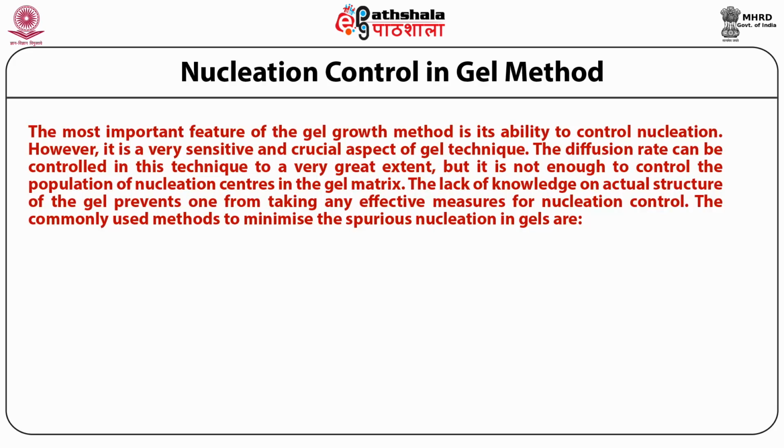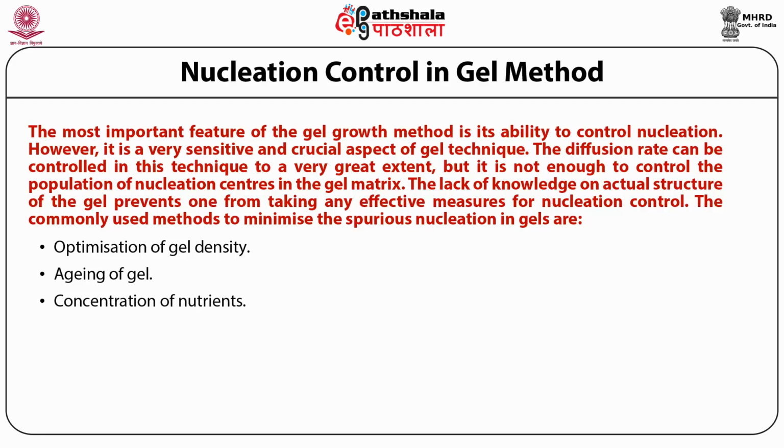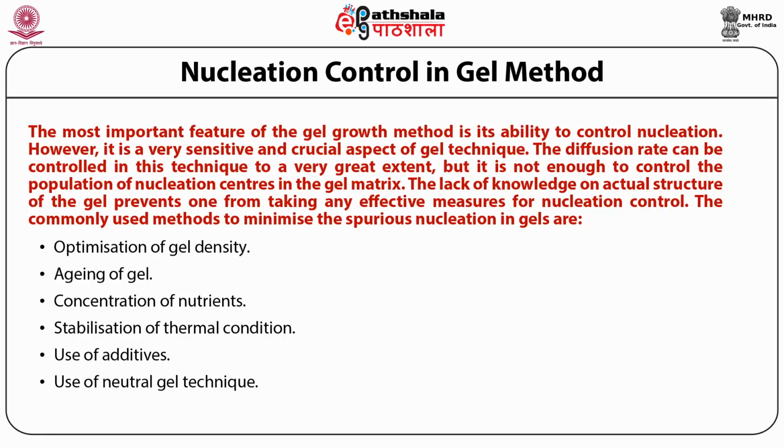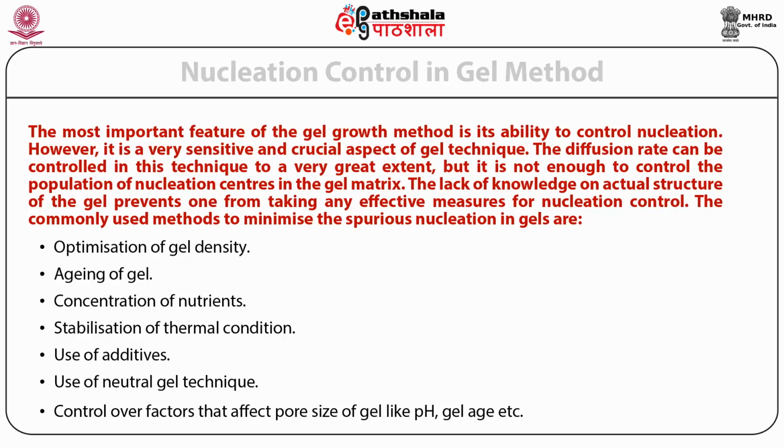The commonly used methods to minimize spurious nucleation in gels are: 1. Optimization of gel density. 2. Aging of gel. 3. Concentration of nutrients. 4. Stabilization of thermal condition. 5. Use of additives. 6. Use of neutral gel technique. And the next, control over factors that affect pore size of gel, like pH, gel age, etc.